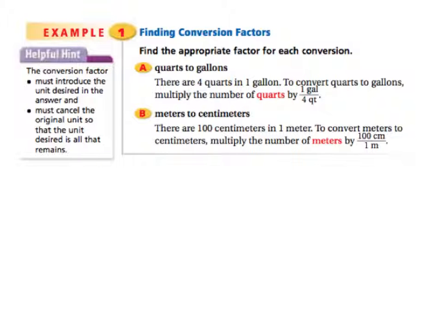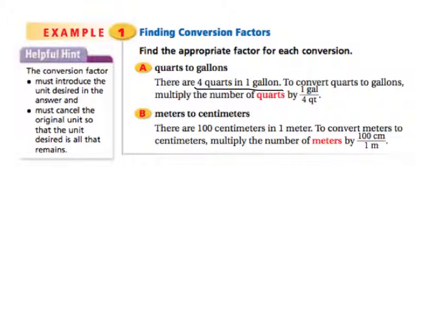Letter A, we're going to find the appropriate factor for each conversion. So we're going to change from quarts to gallons. There are 4 quarts in 1 gallon. So to convert quarts to gallons, we have to multiply the number of quarts by 1 gallon over 4 quarts.